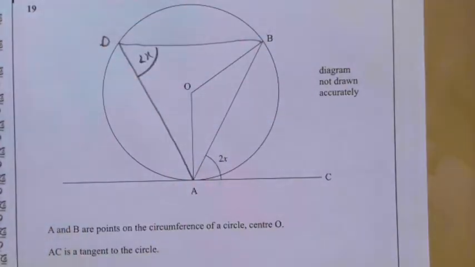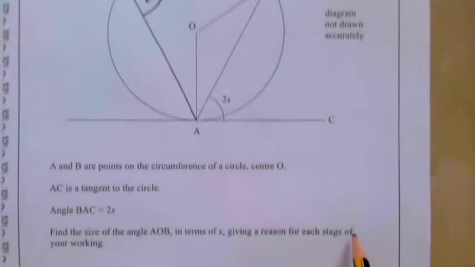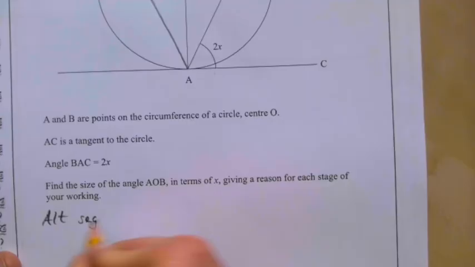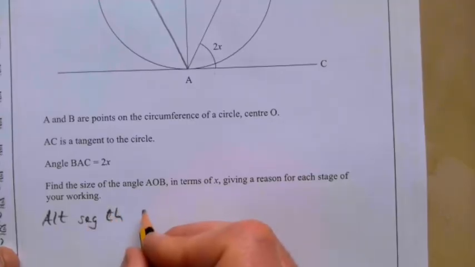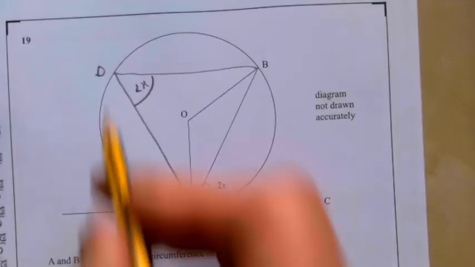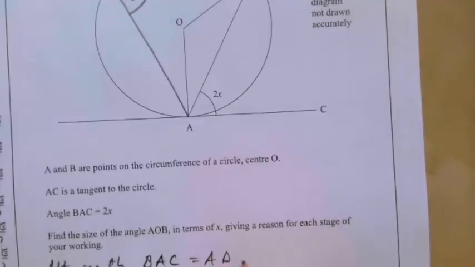And it says give a reason for each stage of your working. So it says it down here. So if we go alternate segment theorem, then angle BAC is equal to, I've just added in a D there, ADB, and that's in those two angles.